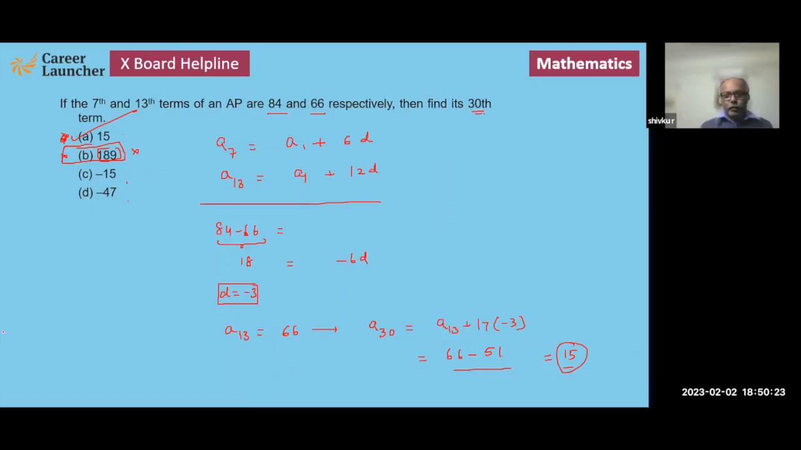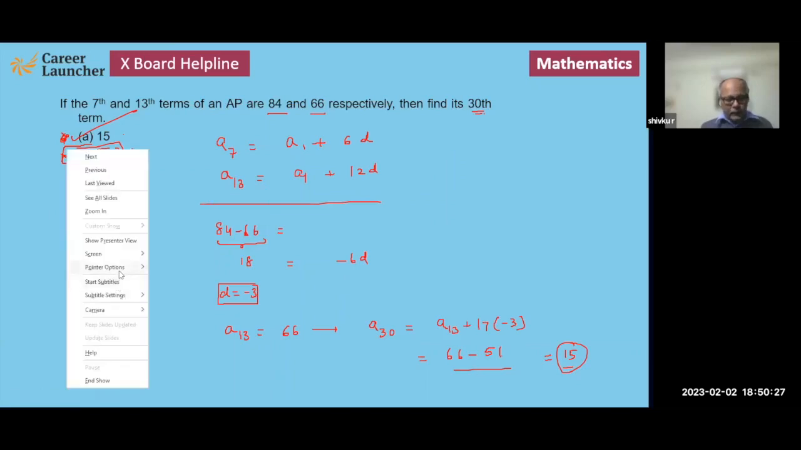The other way to do this, if I want to estimate, ठीक है, मैं अगर estimate करना चाहता हूँ जल्दी जल्दी में, and I want to do this in a very quick manner, मैं क्या कर सकता हूँ? क्या दूसरा तरीका है? I'll show you another method.